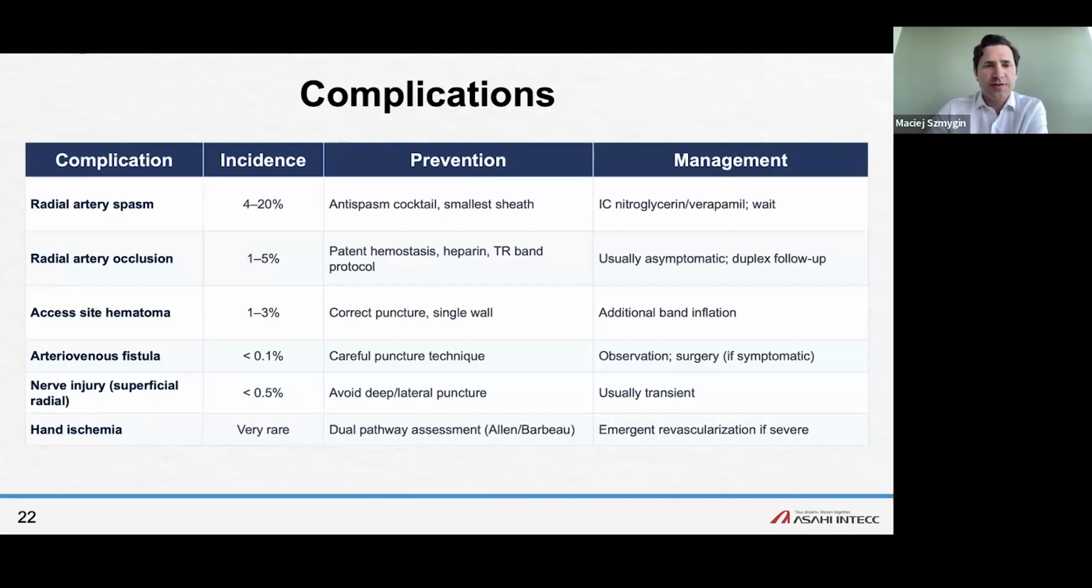Access site hematoma also can happen. That's why we always try to use ultrasound. Still, it happens. It's nothing really serious. And some more serious events like fistula, nerve injury, or hand ischemia. To be honest, in our experience, we have done it over 4 years now, or even 5 years. It has never occurred, but it has to be mentioned that it can happen.